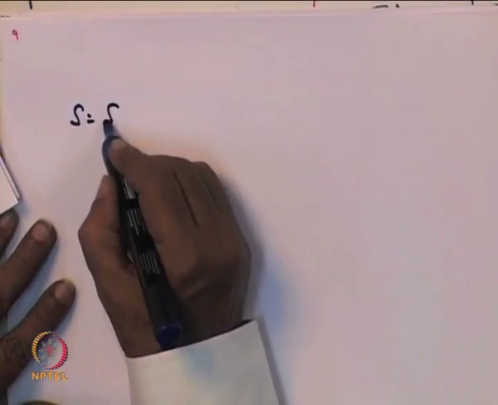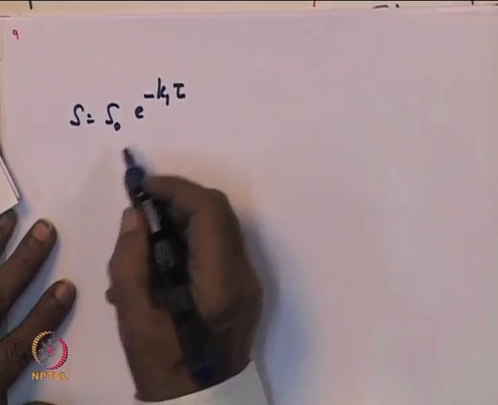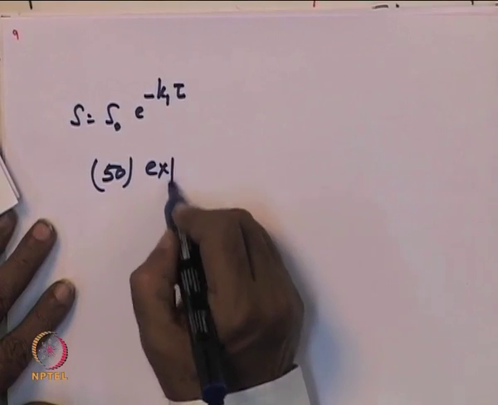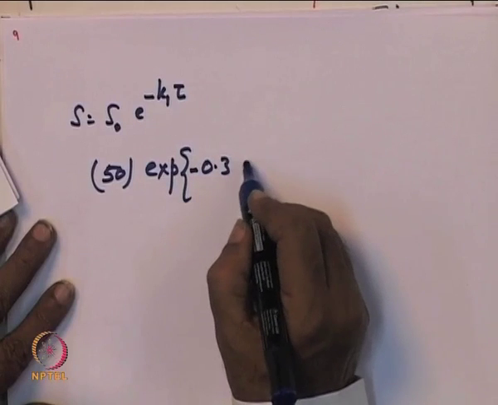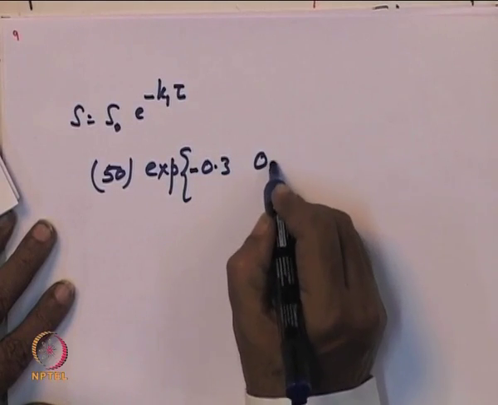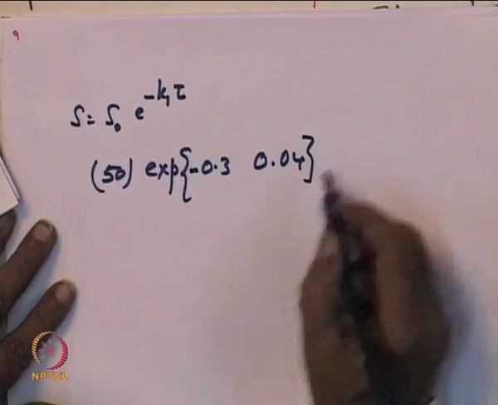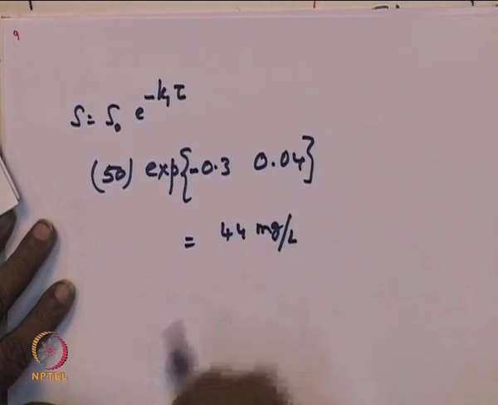COD at this point is S equal to S naught e raised to the power of minus k 1 times tau. So, S naught is 50. So, exponential of minus 0.3, okay, multiplied by tau, which is 0.04. So, this turns out to be about 44 milligrams per liter. Okay.